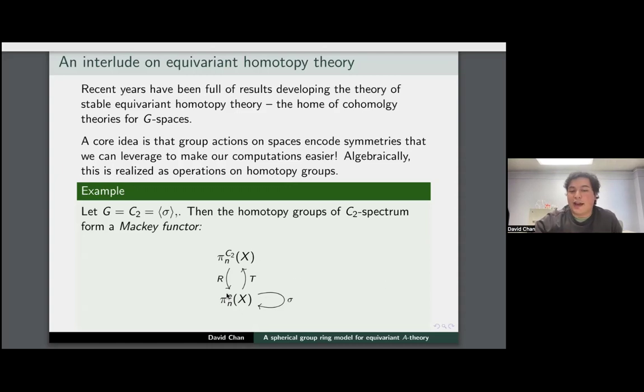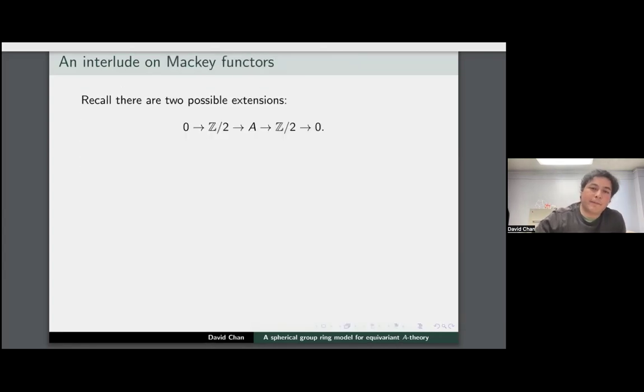And all of these groups are connected by these operations, which you call R and T. R stands for restriction, and T stands for transfer or trace, depending on how you want to do it. And there's a whole bunch of relations between the R's and the T's that have to be satisfied. I don't want to give the full definition, but the point is that instead of just one group, now you have many groups, and these groups are connected by various operations that you can use. And this thing is called a Mackey functor.